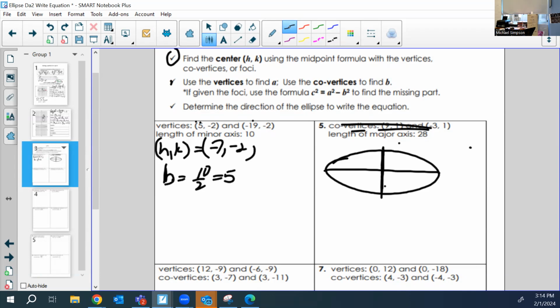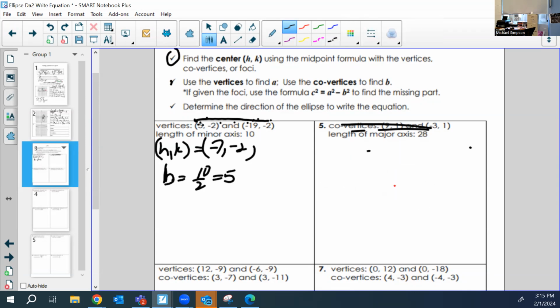And here they tell you the vertices. So this is where my a value comes from. Okay, that's the vertices. So I'm going to find a. I'm going to find the length between these two points, and then divide by 2. Find the distance between those two points and then divide by 2. So how do I find the distance now?